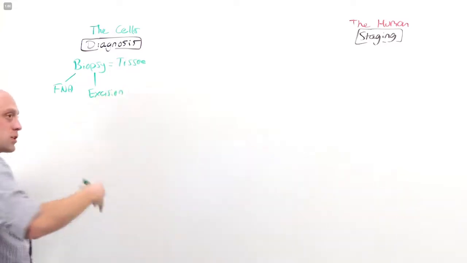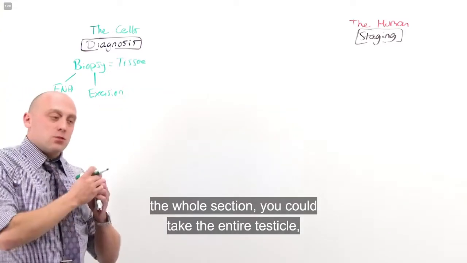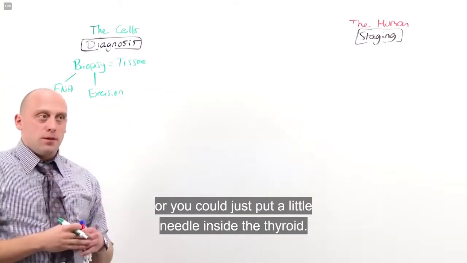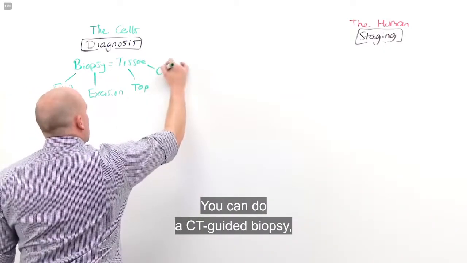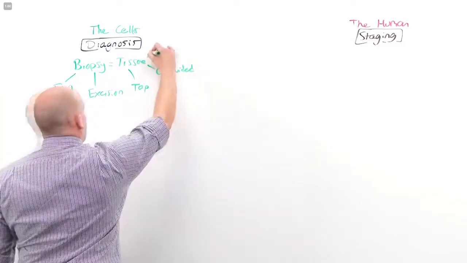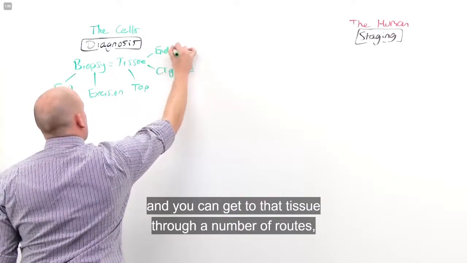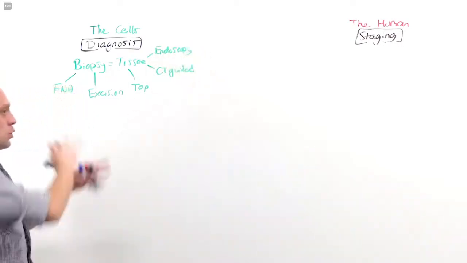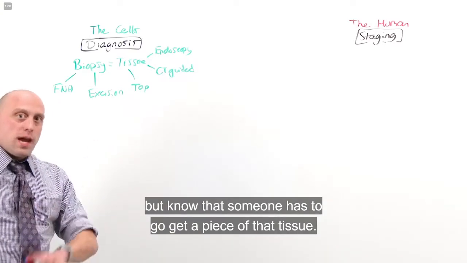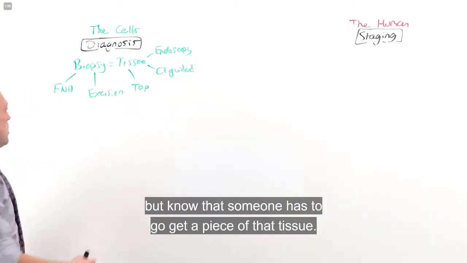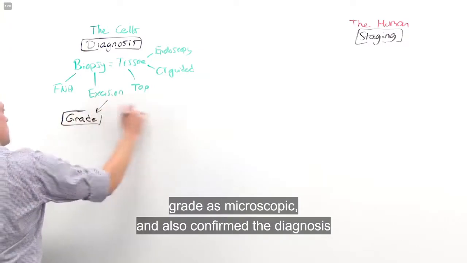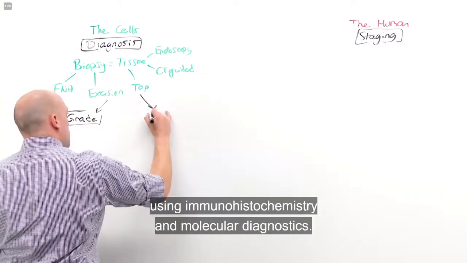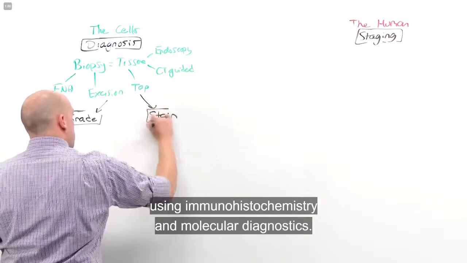Excision, whole section. You could take the entire testicle, you can take the entire kidney, or you can just put a little needle inside the thyroid. You could tap fluid, like a paracentesis or thoracentesis. You can do a CT-guided biopsy. And you can get to that tissue through a number of routes, such as endoscopically. You don't have to choose the route, but know that someone has to go get a piece of that tissue. That gives you the ability to grade the tumor. Grade is microscopic, and also confirm the diagnosis using immunohistochemistry and molecular diagnostics.